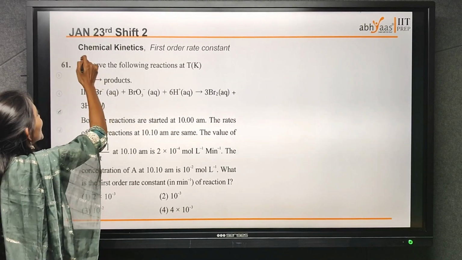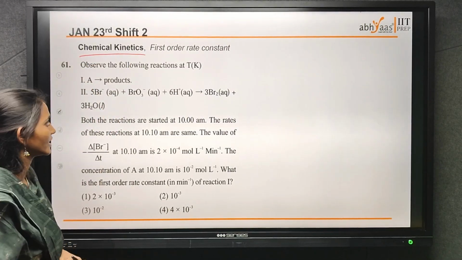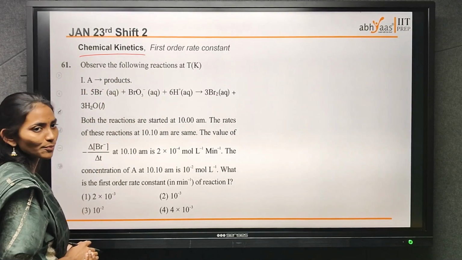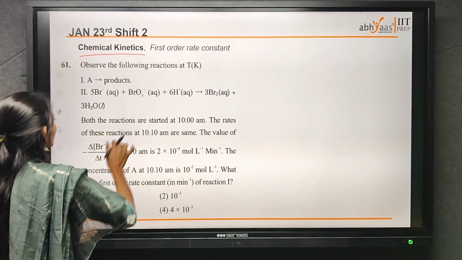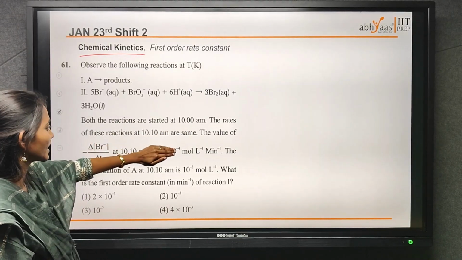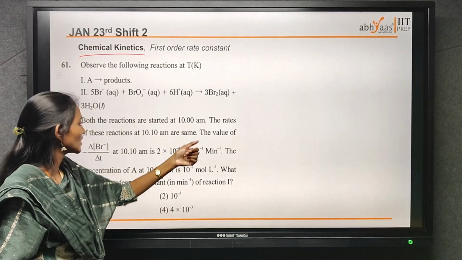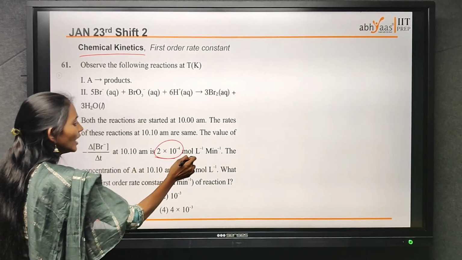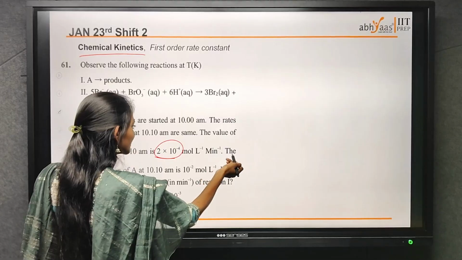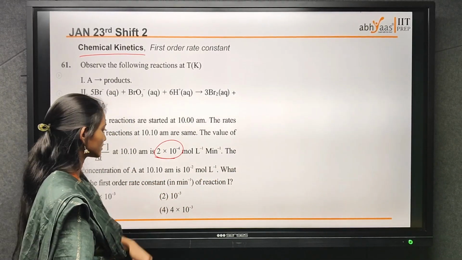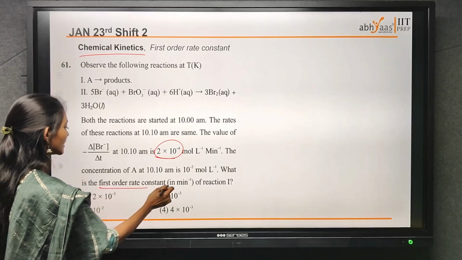This question was asked from chemical kinetics, first order rate reaction. Observe the following reaction at temperature Kelvin. A gives rise to P products, they are giving, and the reaction here. Both reactions are started at 10 am. The rates of reactions at 10 am are the same. The value of delta B by delta T at 10 am they are telling here, in mole per liter per minute. The concentration of A, they are telling you, is 10 to the power of -2, and they are asking for the first order rate constant.